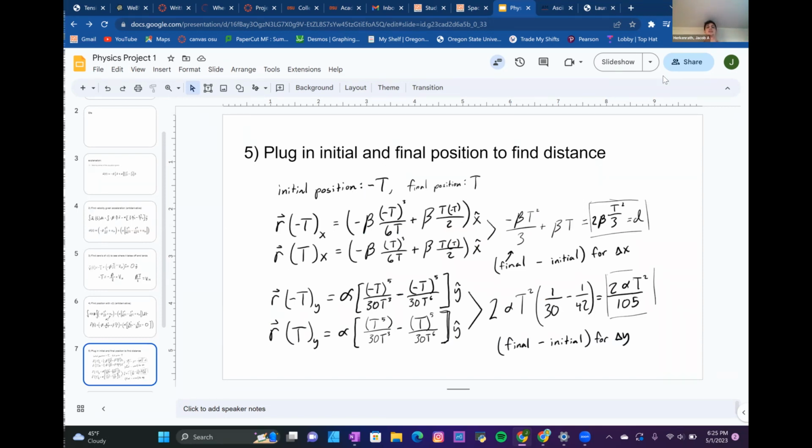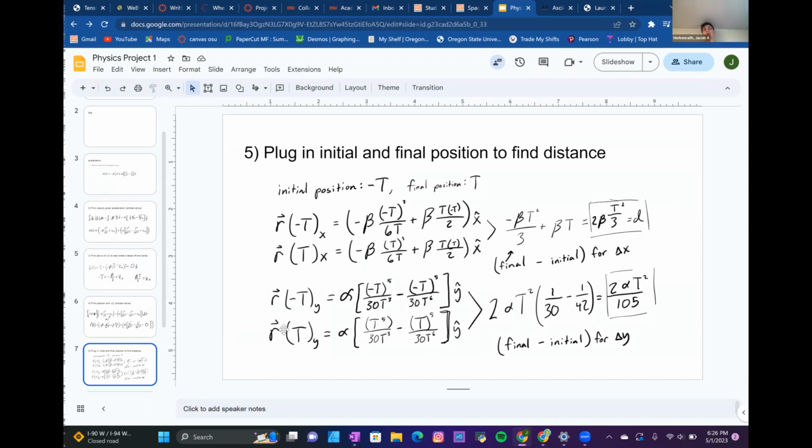And there's a lot here. Basically, our initial position is negative T, and the final position T we got by zeroing it out. So we're going to plug both of those in, one for the x of the vector to find it in the x direction. So negative T and T. And we see plugging it in right here for both negative T and T, we're going to get negative beta T squared over 3 plus beta T. And that simplifies out to 2 beta T squared over 3 equals the distance. And it is important to say that we are taking final minus initial for delta x, basically the change in position, and change in position is that distance. So that's why we are equaling it to d.